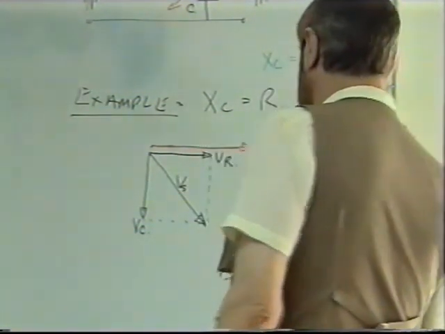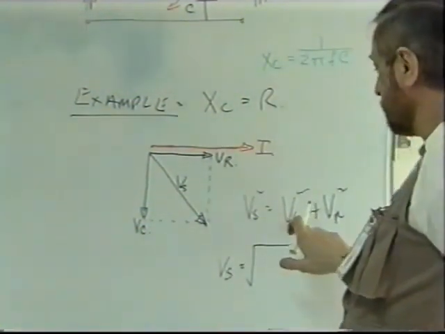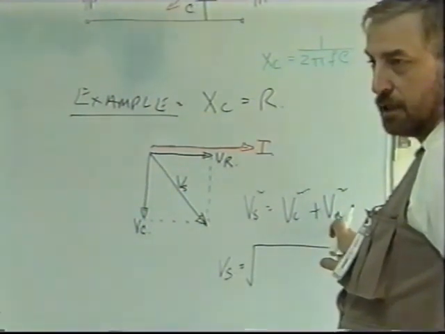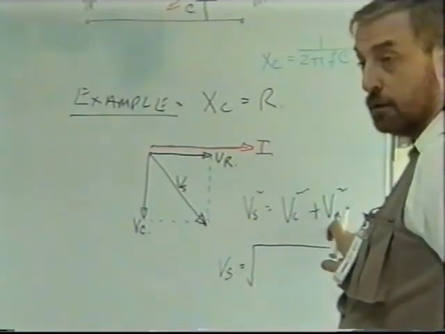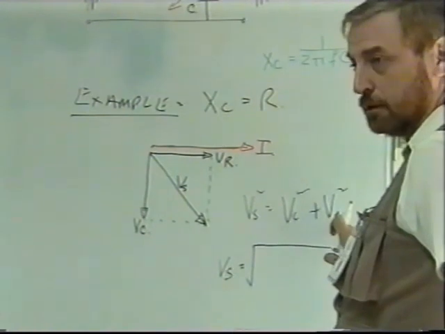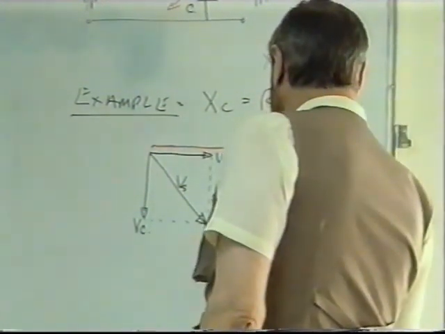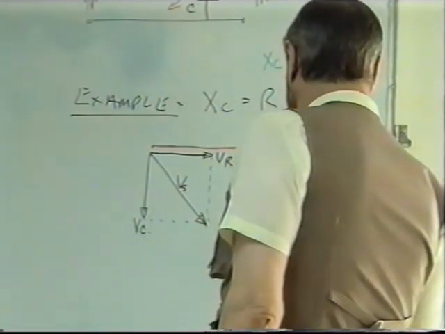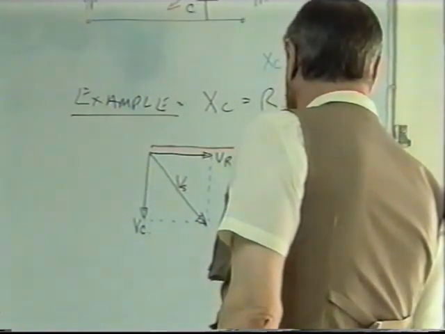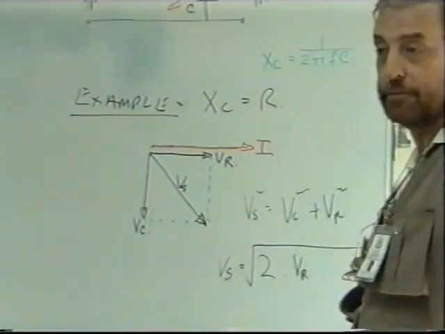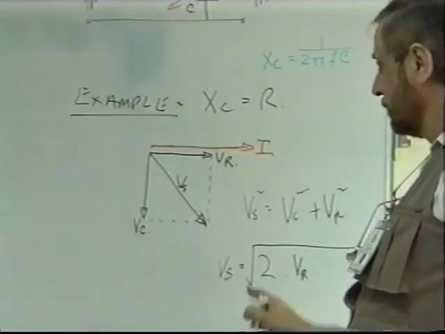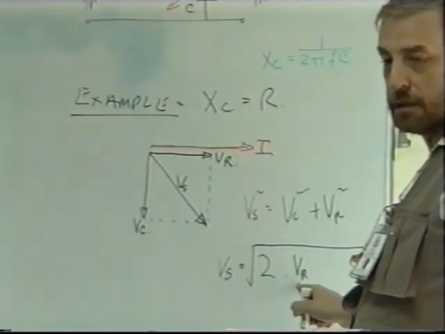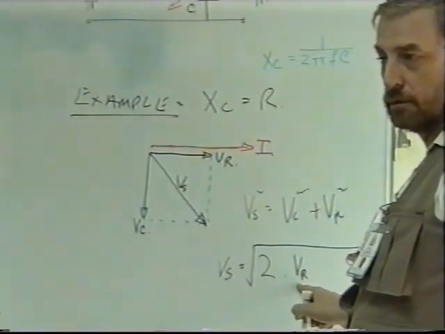Is the root of this squared plus this squared. Now, if these two are equal, then it's equal to the root of 2 times, well, it doesn't matter, VR or VC, because they're both the same. The root of 2 times this. All right.